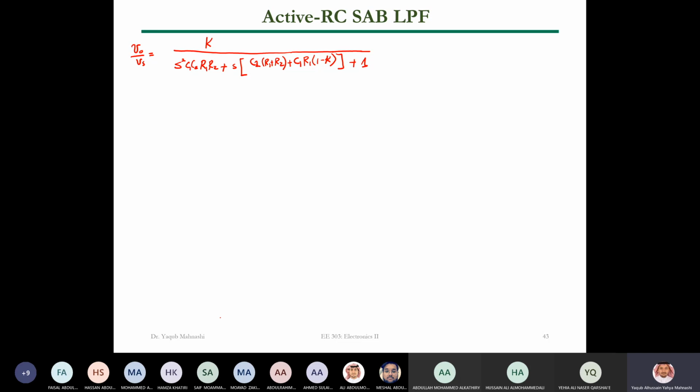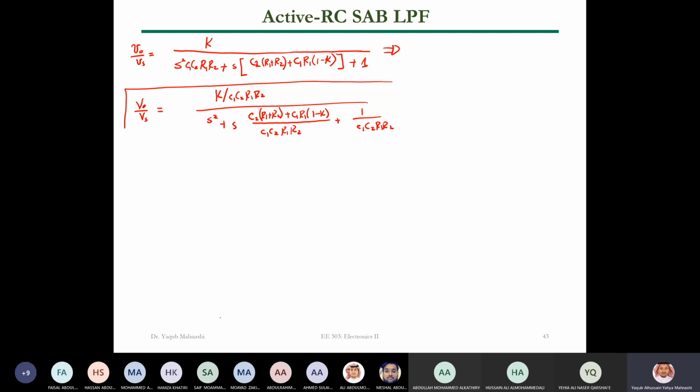How can we make it in standard form? Divide by the coefficient. Exactly. We need to divide by the S squared coefficient, so that the coefficient of S squared is 1. So this one will be C1, C2, R1, R2, S squared plus S times C2, R1, R2 plus C1, R1, 1 minus K, and then the term C1, C2, R1, R2, plus the same thing here. And this is in the standard form.